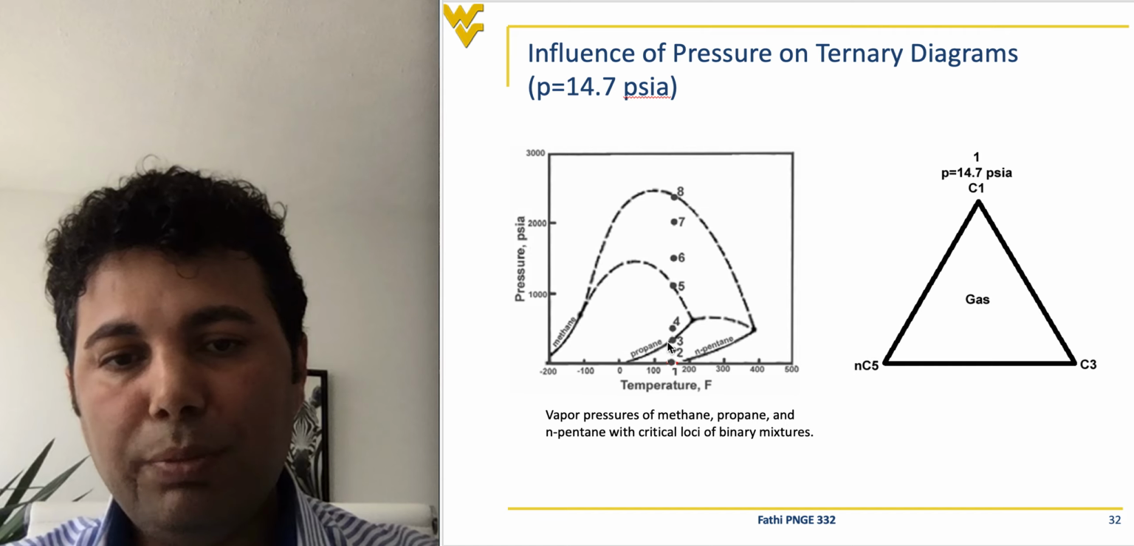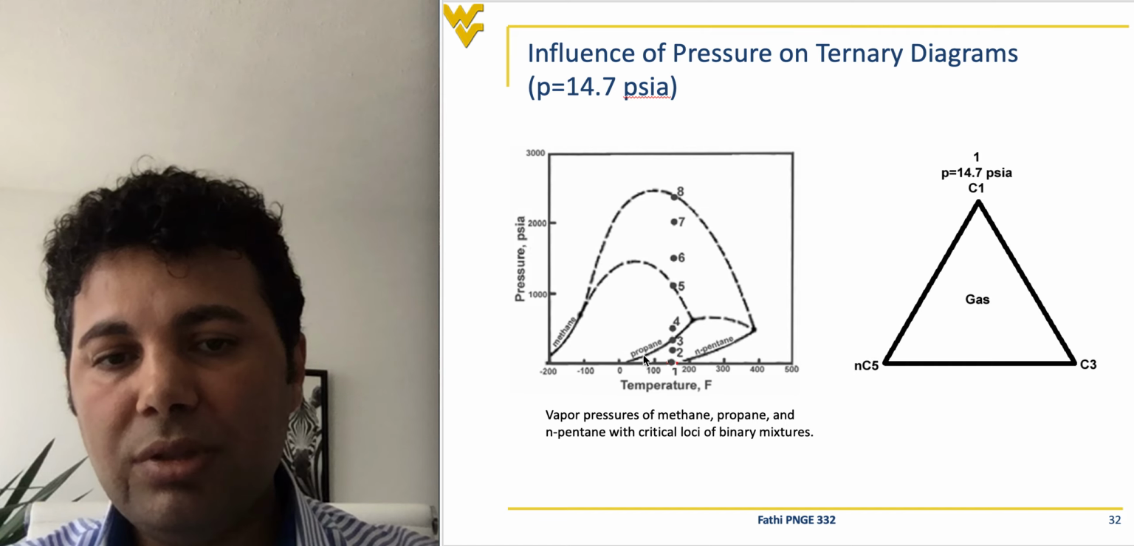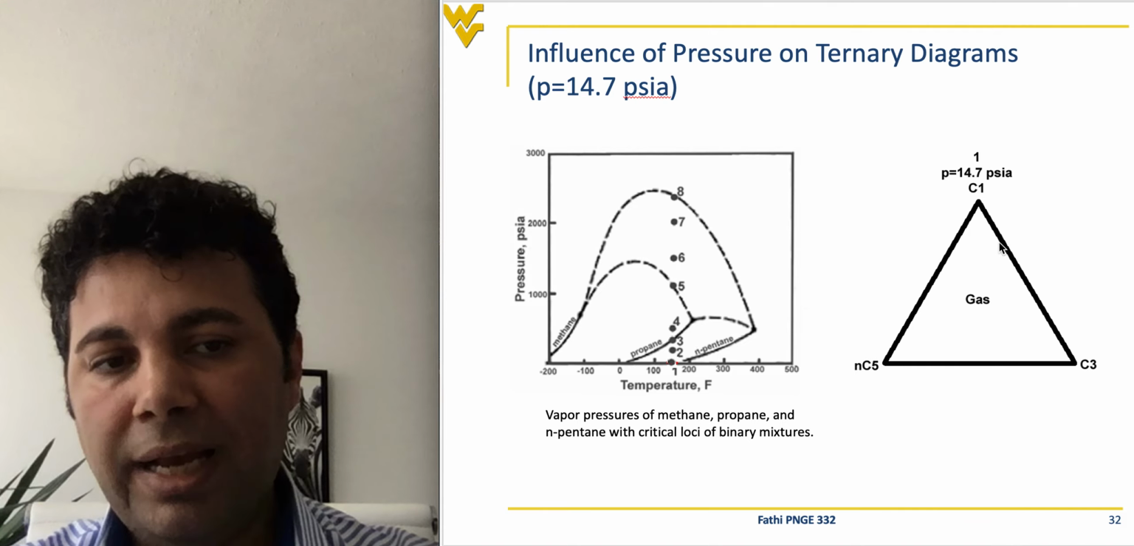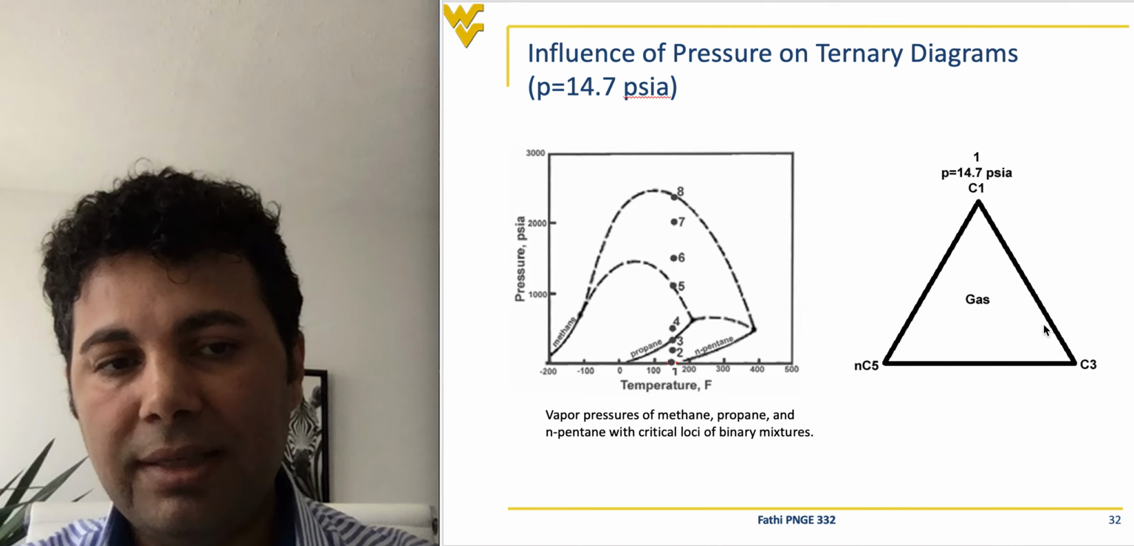Between methane and propane, point 2 is still outside this methane-propane envelope and to the right, so it will be all gas. So on this lateral, I should have all gas.